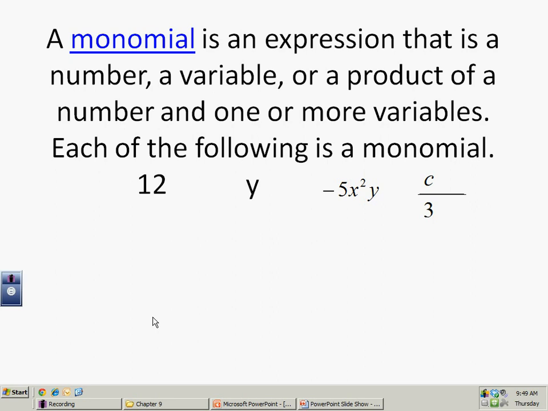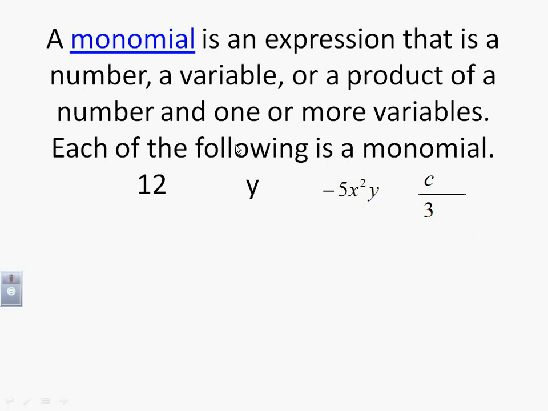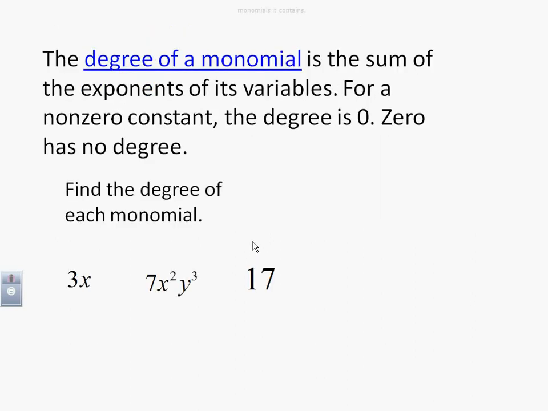Okay, I'm going to move on. You can come and revisit these notes later. Next. The degree of a monomial is the sum of the exponents of its variables. For a non-zero constant, the degree is 0. 0 has no degree. Find the degree of each monomial.